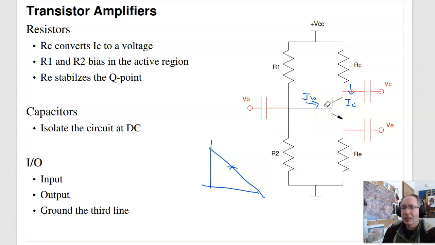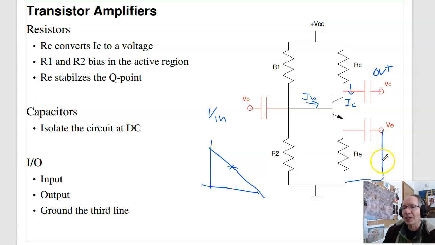To add an AC signal to it, I'll take one of these, make it the input. Like the first one we're going to be looking at is the common emitter. So this will be Vn. The collector will be the output. And the one I'm not using is tied to ground.